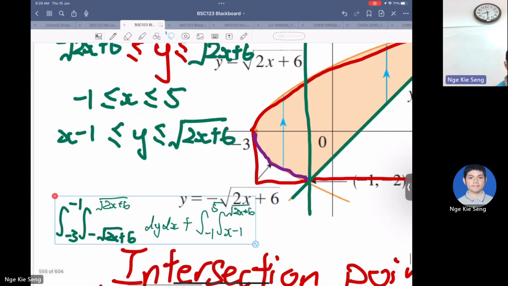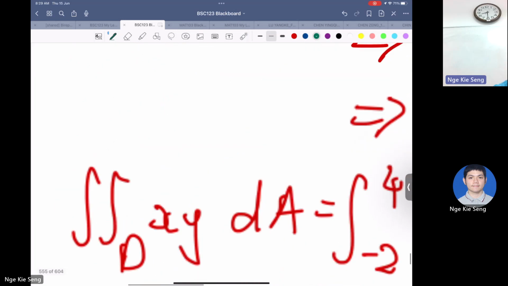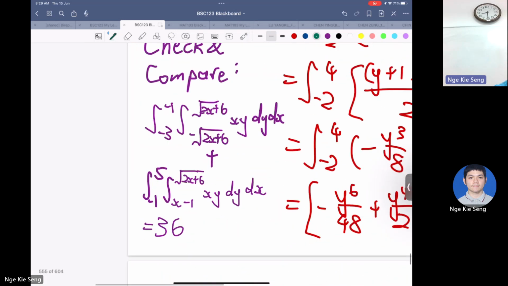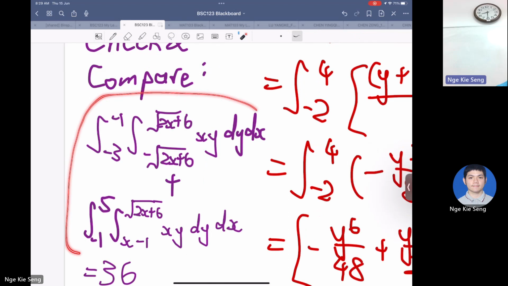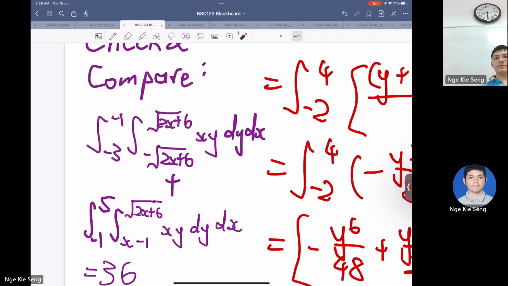A bit small? Can you guys see or not? Okay. So let me show you this one. Basically, you want to compute these two integrals here. If you add them up, you should also get 36. So you can try it.